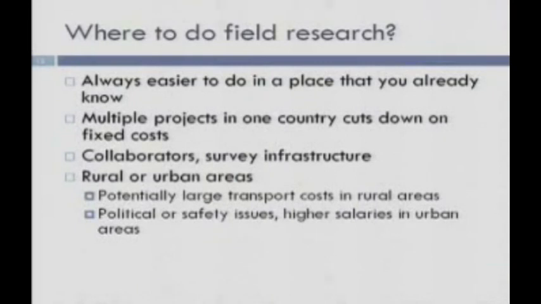Okay. Where to do field research? Well, I think it's always easier to do it in a place you already know. So if you're from a country, it makes sense to strongly consider doing it there. There are lots of examples of very nice work done by people who are from a particular country. For example, the work on property rights in Argentina, or the work on water privatization in Argentina by Galiani and Di Tella.